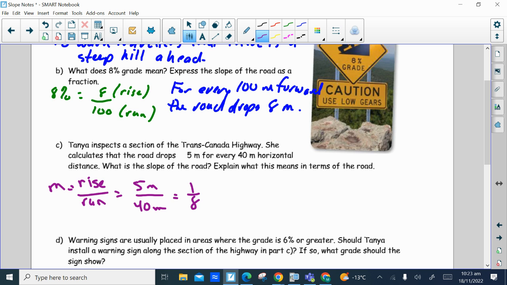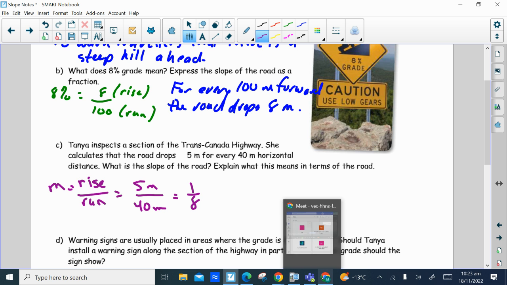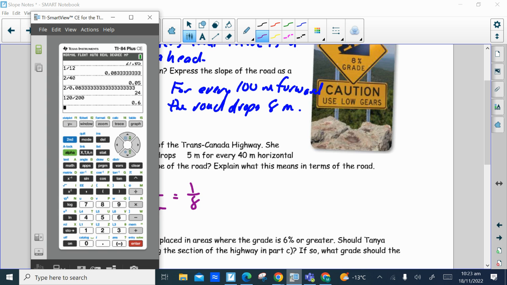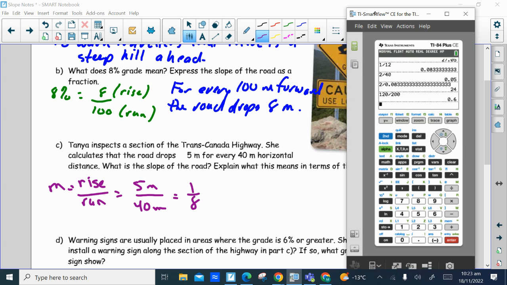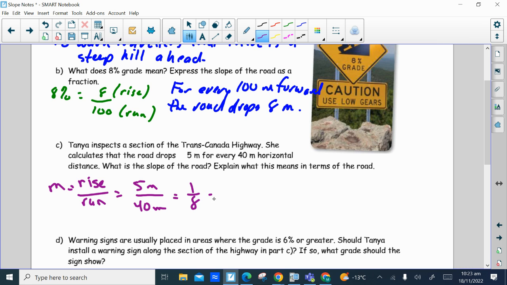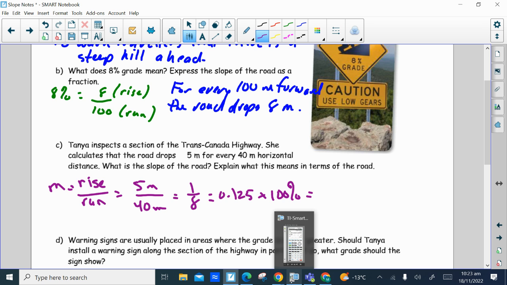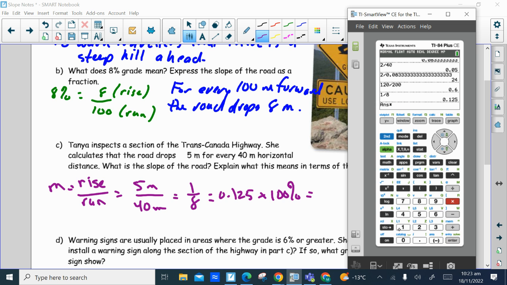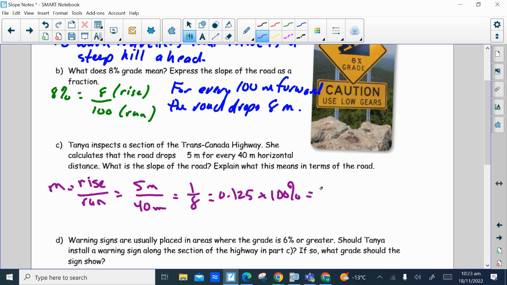And if we write it as a grade, a percent, then we would just divide 1 by 8. So 1 divided by 8 is 0.125. And if you want to write it as a percent, you'd multiply by 100. So to write it as a percent, you'd multiply by 100%. So times by 100. And the grade of that road would be 12.5%.